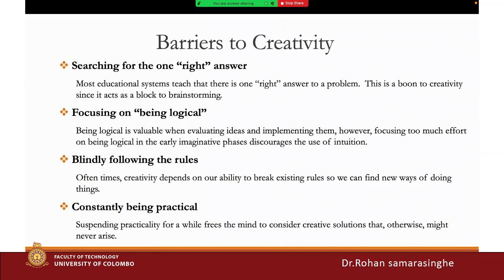What are the barriers of this one? If you are going to do some creative thinking, sometimes you may have different barriers. These are the set of barriers you may have. I don't think that all of you have these barriers, but you may have one or several from this list. One is searching for the one right answer. You are going to search for one right answer.